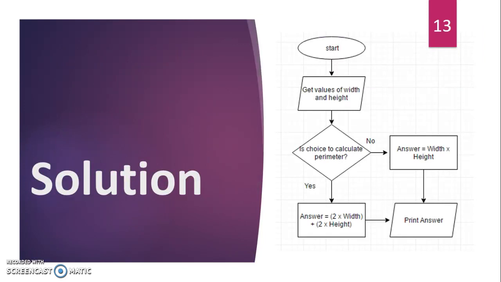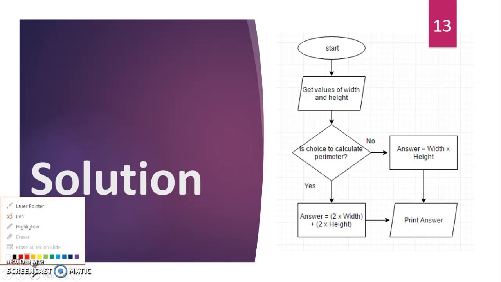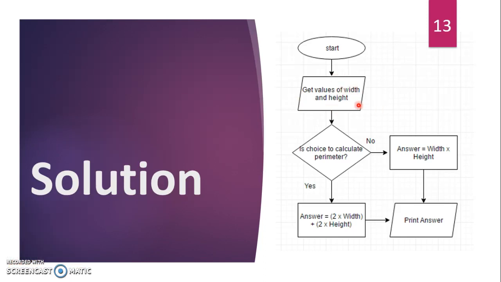So our solution here would be that we start off by getting the width and the height of the rectangle, because whatever happens, we're going to need that. After that, we need the user's choice. So are they going to calculate the perimeter? If they're not, then our answer is the width multiplied by the height, which is the area. If they do want to calculate the perimeter, then it's 2 lots of the widths and 2 lots of the heights. And then whatever the result is, the answer is then printed out.